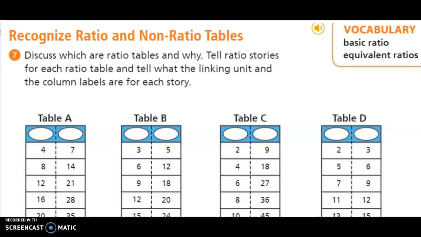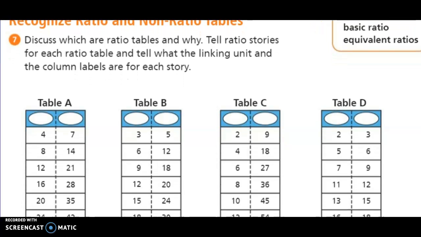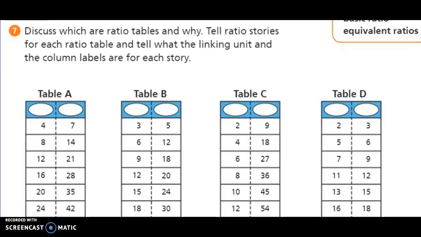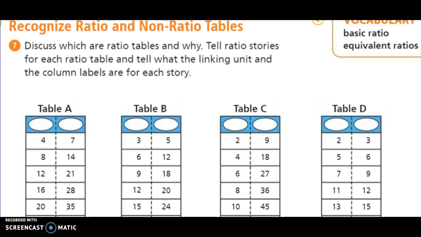Okay, if you've paused and you're back now, this should be page 29 in your Think Central workbook. It says discuss which are ratio tables and why. Tell ratio stories for each ratio table. We're going to skip that step. We don't need to make up stories. You can do that in language arts class. Then tell what the linking unit of the column is for each story. We don't have to do the linking unit, because that would mean we'd have a column here.